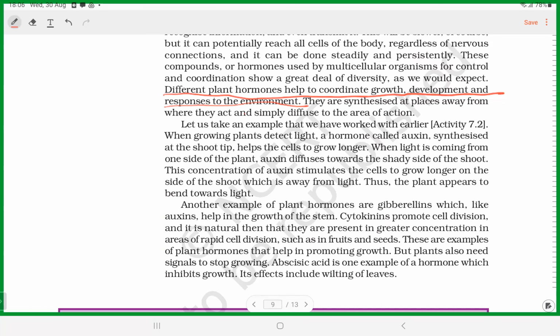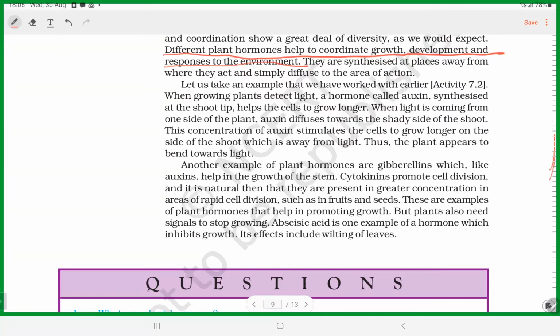Okay, fine. Now, what are the plant hormones? The plant controls its coordination by hormones. What are the plant hormones? Have you forgotten all these things? Auxin, gibberellins, cytokinins, abscisic acid, and then ethylene.